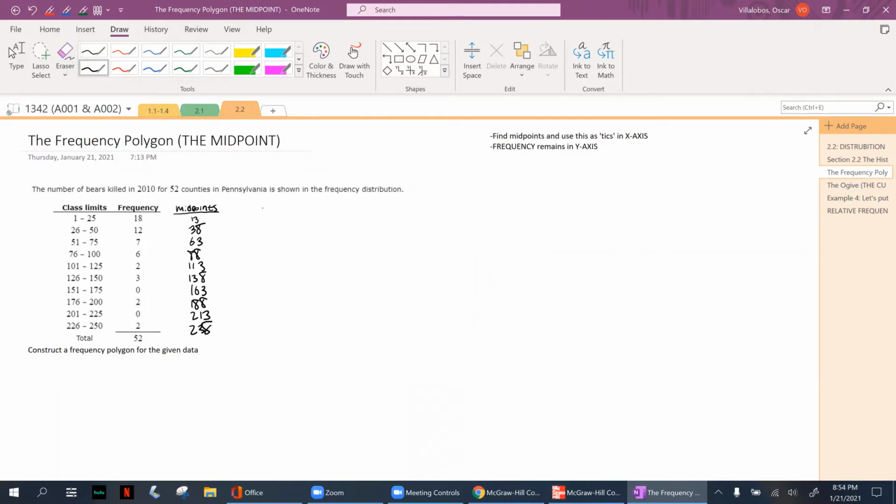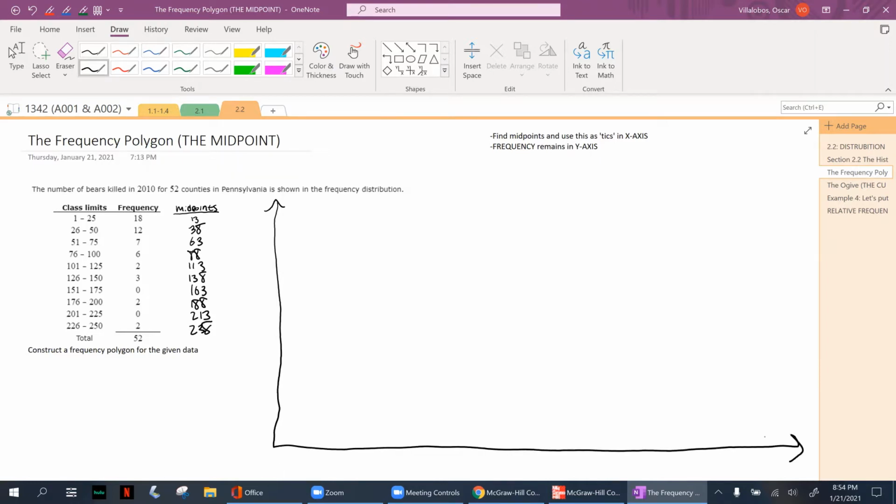I'm going to get my y-axis, and your y-axis is going to stay the same. This is frequency, and I know it goes up to 20, so I'll go by jumps of 2. That's a little bit too high. That's 0 down here. So let's say 2, 4, 6, 8, 10, 12, 14.